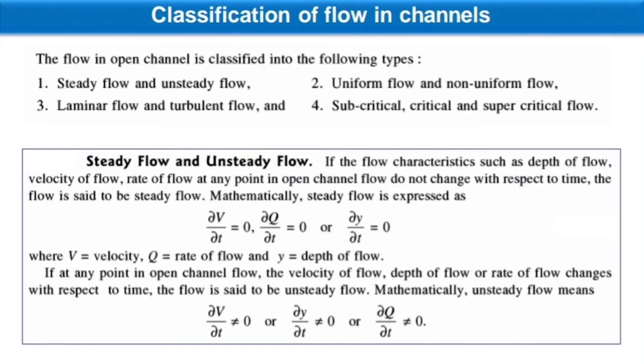Steady flow and unsteady flow. If the flow characteristics such as depth of flow, velocity of flow, rate of flow at any point in an open channel do not change with respect to time, then the flow is said to be steady flow. ∂V/∂t = 0, ∂Q/∂t = 0, and ∂y/∂t = 0. Here V is the velocity, Q is the rate of flow, and y is the depth of flow. If at any point in an open channel, the velocity of flow, depth of flow, or rate of flow changes with respect to time, then the flow is said to be unsteady.